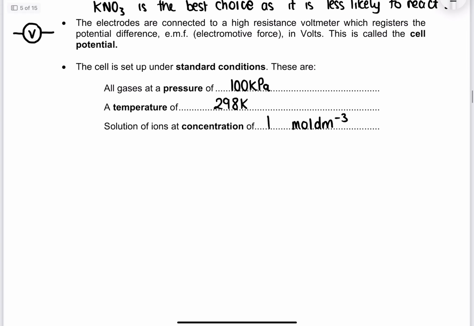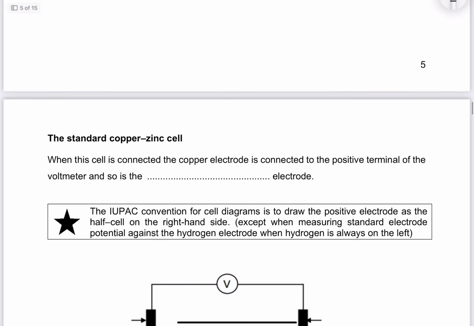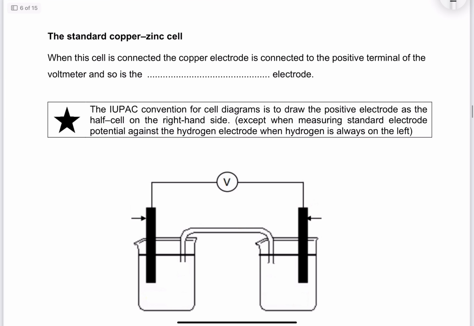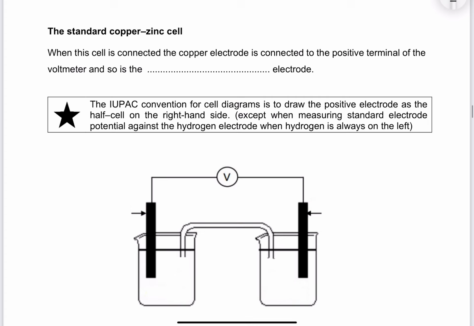So let's put all that together and create the copper zinc cell from our two half cells. So when we connect this cell, the copper electrode is connected to the positive terminal of the voltmeter. And what we mean by that is when you connect the voltmeter to these two beakers, if your voltmeter reads negative, well then you've got your voltmeter in back to front. So you reverse it, and then when you get a positive reading on the voltmeter, you'll be able to look and see which terminal of the voltmeter the copper electrode is connected to.